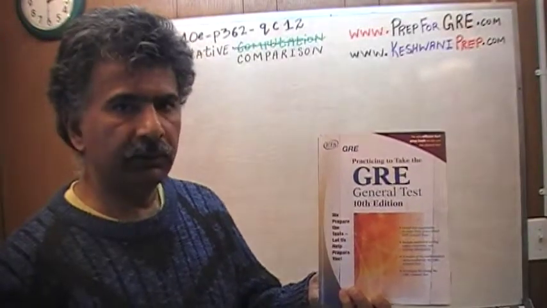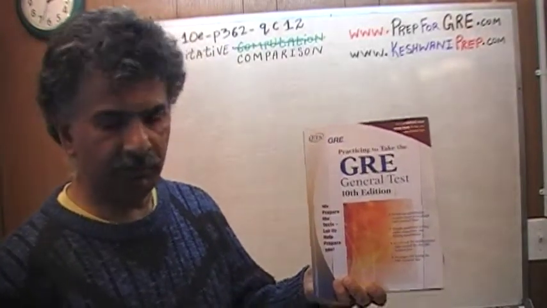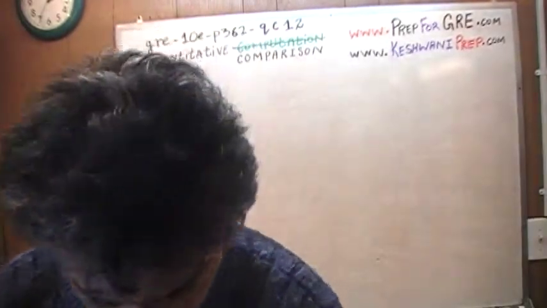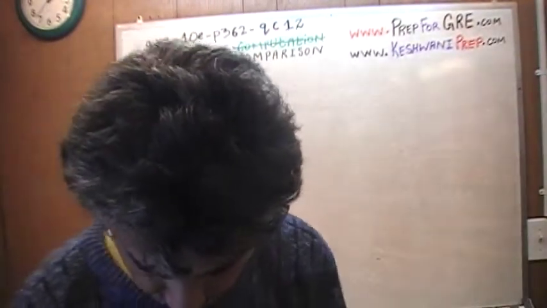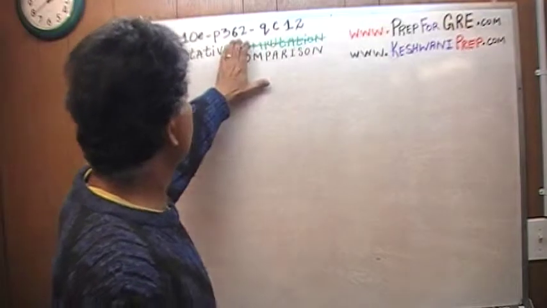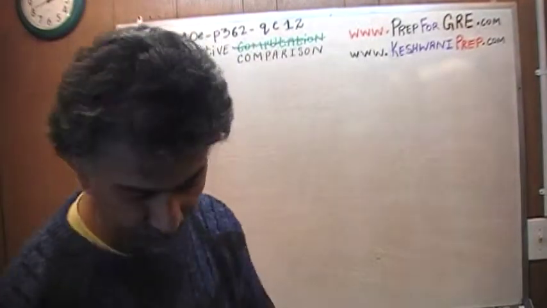I have been solving math problems for GRE out of this book here, practicing to take the GRE General Test, the 10th edition. If you do not own this book already, purchase one immediately. The problem that I'm about to solve is the one that you're going to find on page number 362, question number 12, the very first one. Let's take a look at it.